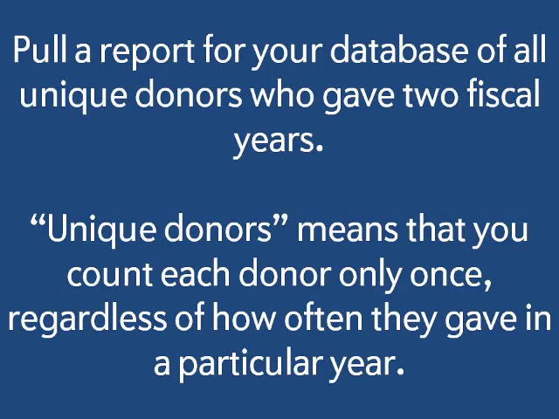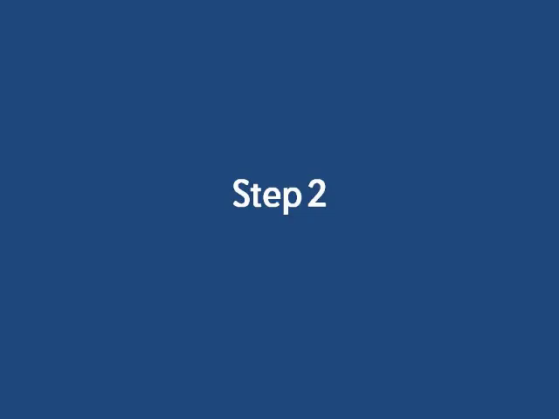I said unique donors. What does that mean? That means that you only count each donor once. If they are a monthly donor, they give 12 times throughout the year, they only count as 1. So you just want number of donors per year. So how many unique donors did you have 2 fiscal years ago? That's step 1.